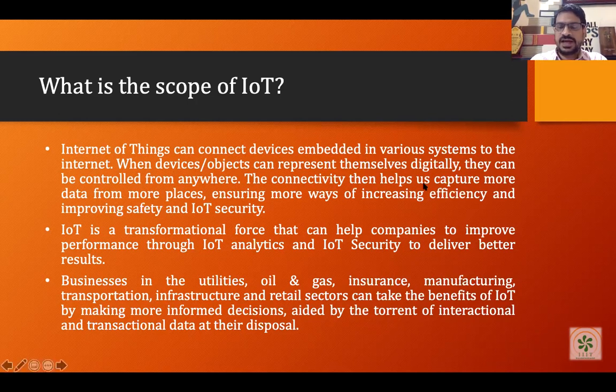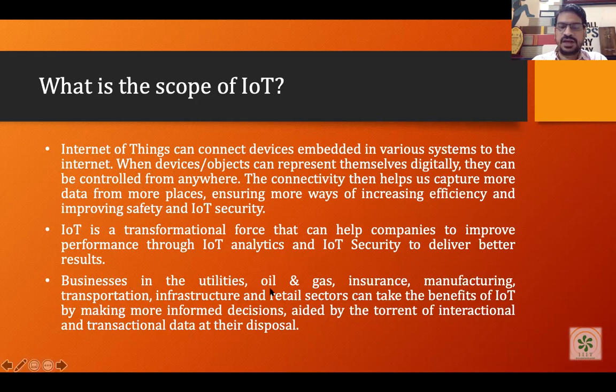So the connectivity helps us capture more data from other places, find more ways of increasing efficiency, and improve safety and IoT security. IoT is a transformational force that can help companies improve performance through IoT analytics and IoT security to deliver better results. So IoT infrastructure is very popular in the industries. So we have IIoT, that is called Industrial Internet of Things, which is a subset of Industry 4.0 technology.